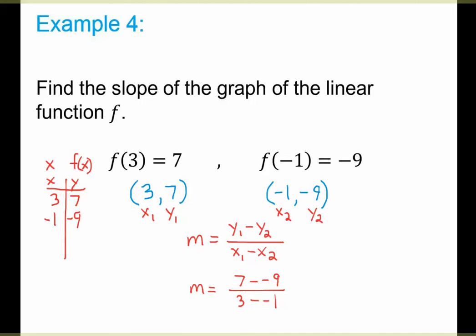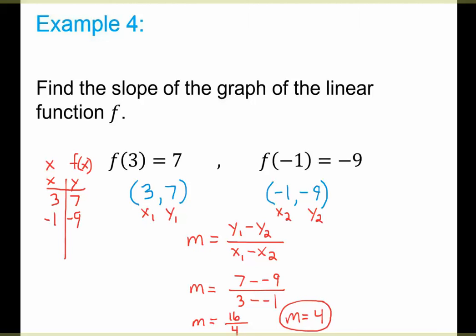And then I can simplify all this stuff. 7 minus negative 9 is going to be 7 plus 9. That's going to be 16. That's my rise. 3 minus negative 1 is 3 plus 1. That's 4. That's my run. So the slope is going to be 16 over 4, which reduces to 4. So my slope number is 4.